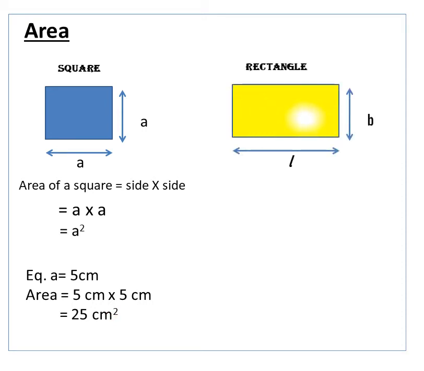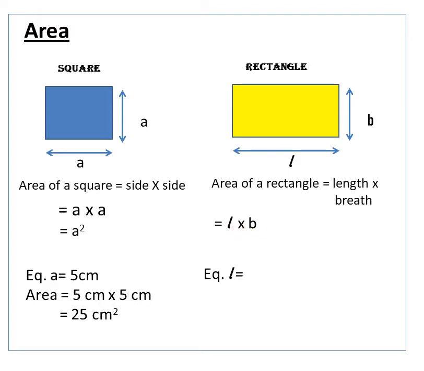Now let's see the area of a rectangle. In this case you have a rectangle where L is the length. This side is the length of the rectangle and this is the breadth, which we denote as B. What is the area of a rectangle? The formula is length into breadth, where L is the length and B is the breadth.